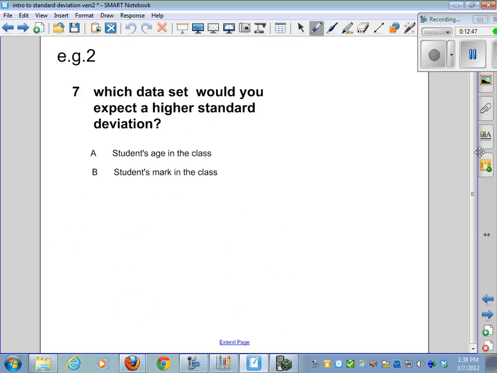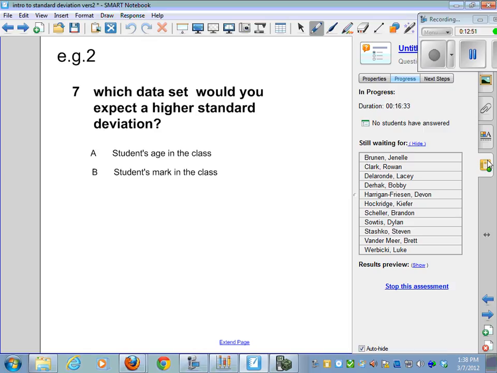Okay, so for example, in example number 2, this is question number 7. Which data set would you expect a higher standard deviation? If we took everyone's age in the class, the student age, excluding my own, yes, that would be an outlier. If we took the student ages and wrote them all down, and then we took your mark in the class, which one would you expect to have a higher standard deviation?